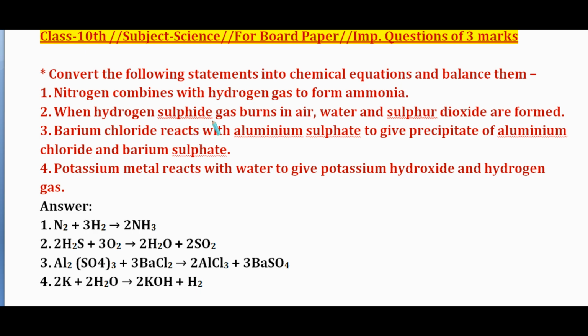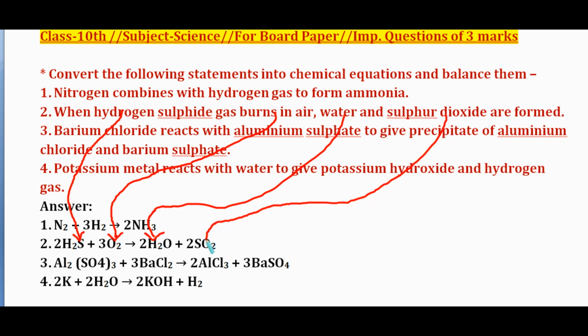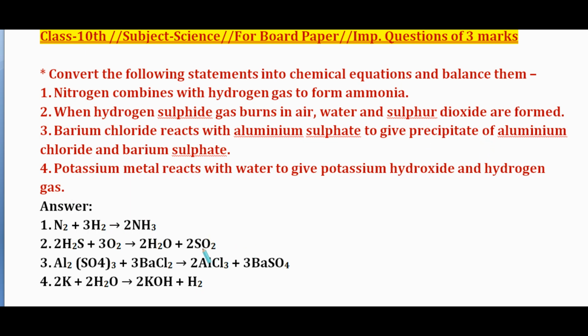Next, when hydrogen sulfide gas burns in air, water and sulfur dioxide are formed. This is hydrogen sulfide, H2S. Burns in air, it means oxygen, O2. It forms water, this is H2O. Sulfur dioxide, SO2. Then balance the equation.